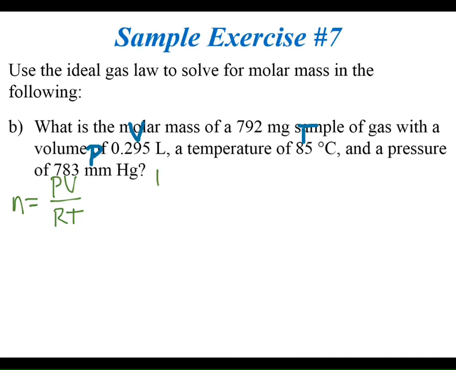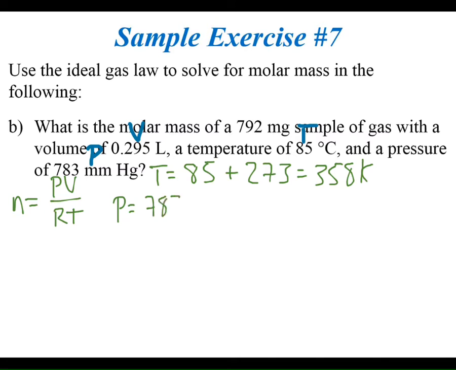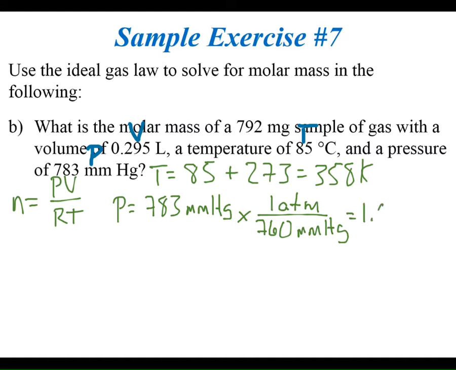Okay, so the temperature, we can do that real quick. Take 85 Celsius and add 273. What's that, 358? Then we'll take our pressure, 783 millimeters mercury, and convert that to atmospheres. And you told me last time 1 atmosphere is 760. So how many atmospheres is that? 1.03, okay.